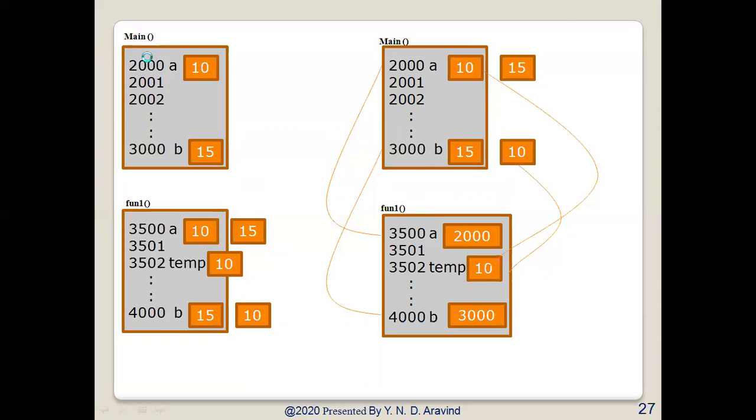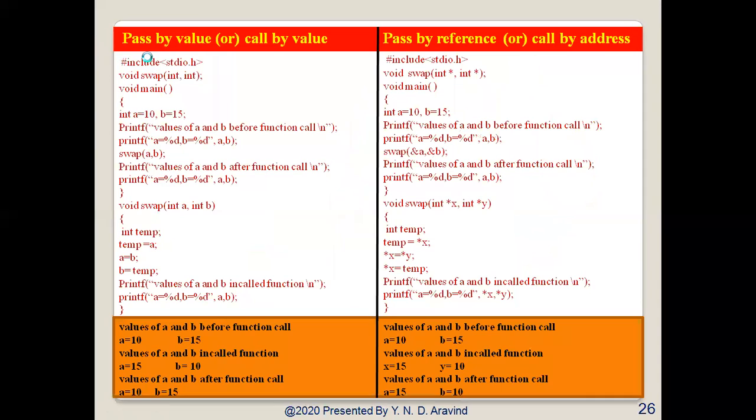Whereas if you see the second example, that is call by reference or call by address, here I am passing the address of the actual parameters to the pointer variables of the formal parameters. So X and Y are nothing but the formal parameters. Into the pointer variable X I am sending the address of A, into Y, I am sending the address of B.